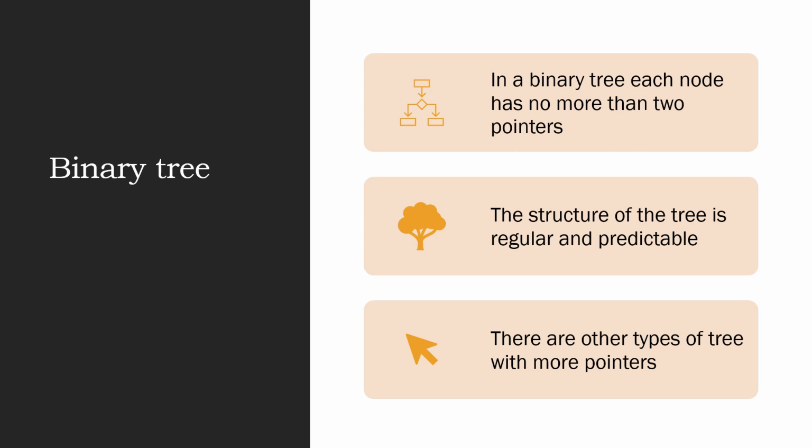So the example tree that I showed you on the previous slide is what we call a binary tree. In a binary tree, the nodes have no more than two pointers. That means that the structure of the tree is very regular and predictable, and it grows by two each time. The number of nodes doubles at each level. There are other types of tree where the nodes can have more than two pointers, and those aren't as regular, but you might see them in the exam, so do be aware it's only a binary tree if you have two or fewer pointers in each node.